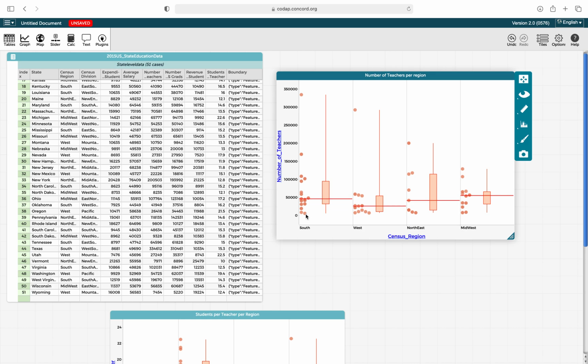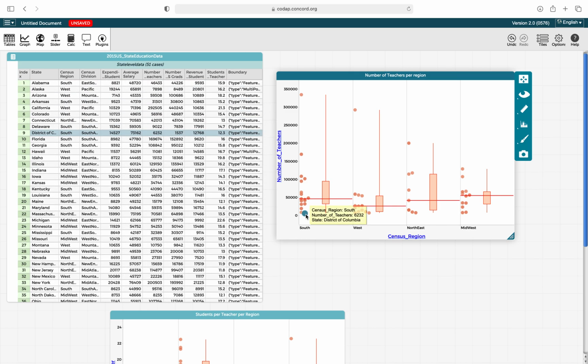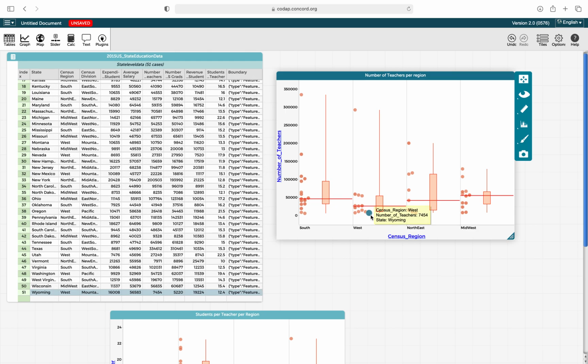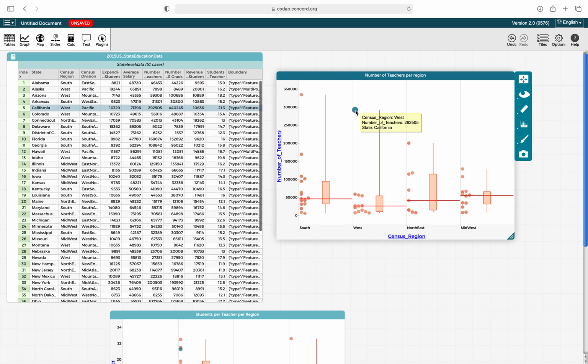In the South, the lowest number is around 6,200, and in the West, the lowest is around 7,400. Knowing the lowest, we can now look at the highest between the South and the West. The South is around 334,000, and the West is around 292,000. There is a small difference in the lowest numbers when comparing the South and the West. However, it is not as big as it is when we compared the highest numbers.